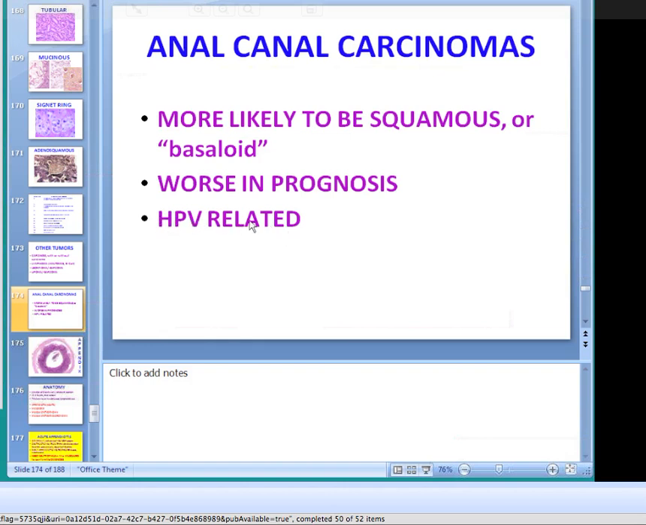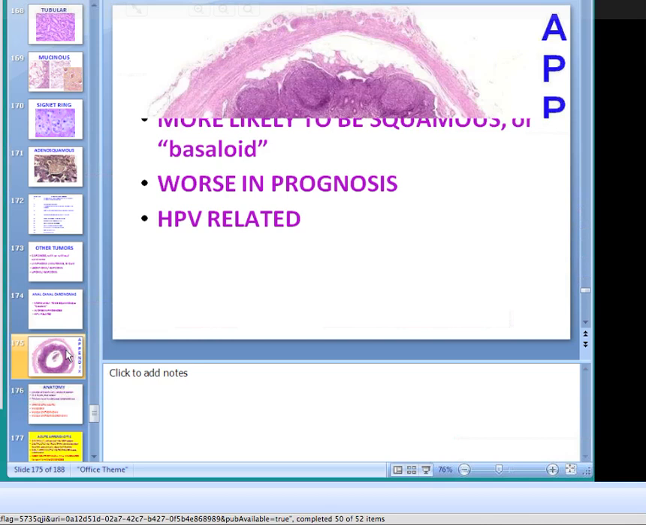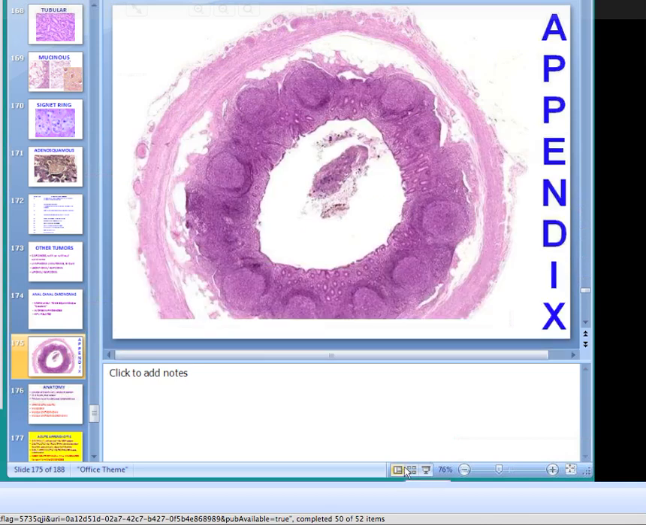And as you might also guess, because it's a squamous neoplasm, it's probably more likely linked to that virus that causes squamous neoplasms everywhere else, especially the cervix. So there's a strong link between squamous cell carcinomas of the anus and HPV. We're done with large bowel.